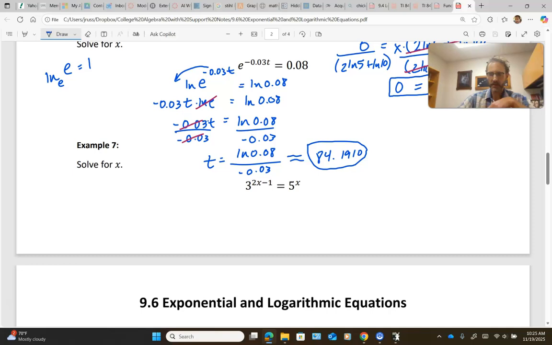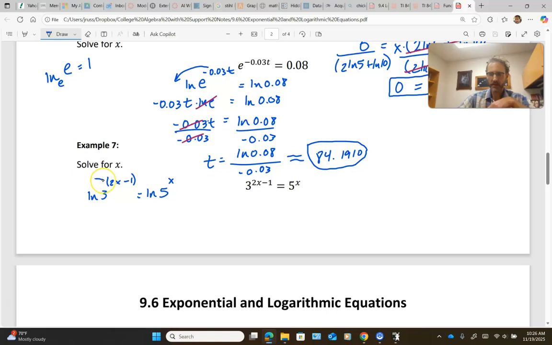Alright, well this one's very similar. I'm going to have to take the natural log of both sides of this equation. So I'm going to come over here to the left. This will be the natural log of 3 to the power of 2x minus 1. Remember, all of that is the exponent, is equal to the natural log of 5 to the x.